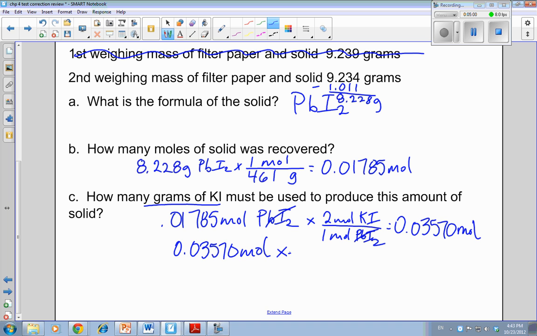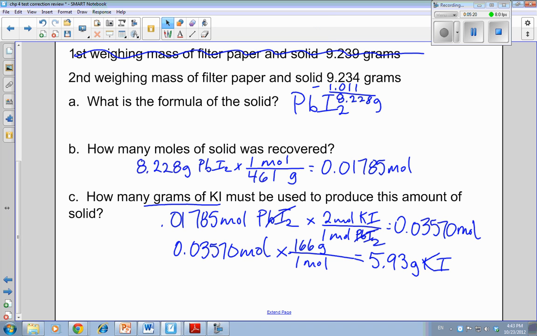So I know that there is 166 grams, the molar mass of KI, for every 1 mole of KI. Again, I'd have less than a mole, so I'm going to have less than 166, and that comes out to be 5.93 grams of KI in this problem.